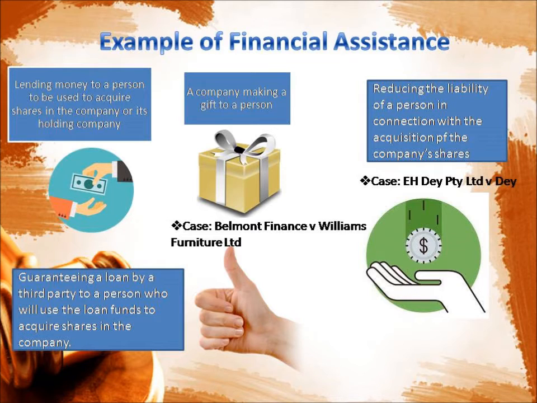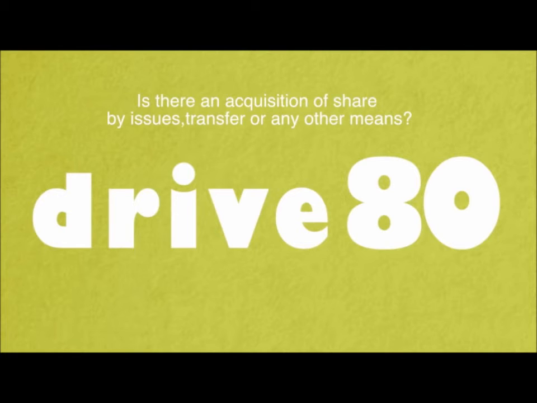The third, reducing the liability of a person in connection with the acquisition of the company's share. And the fourth is guaranteeing a loan by a third party to a person who will use the loan fund to acquire shares in a company.